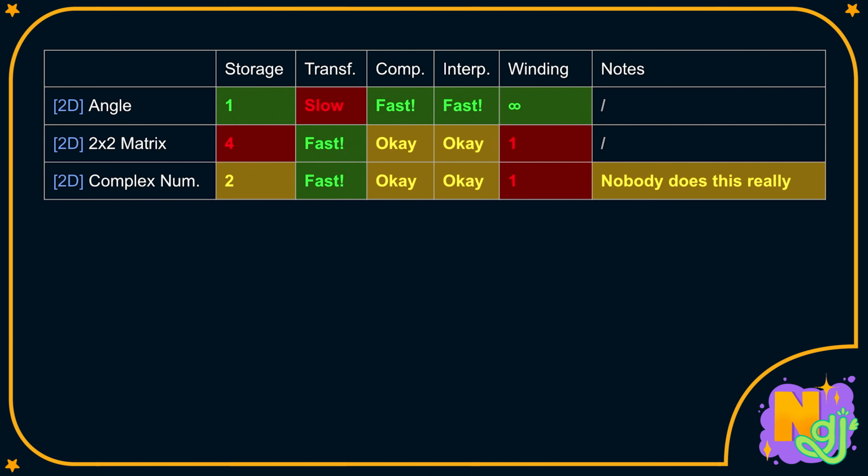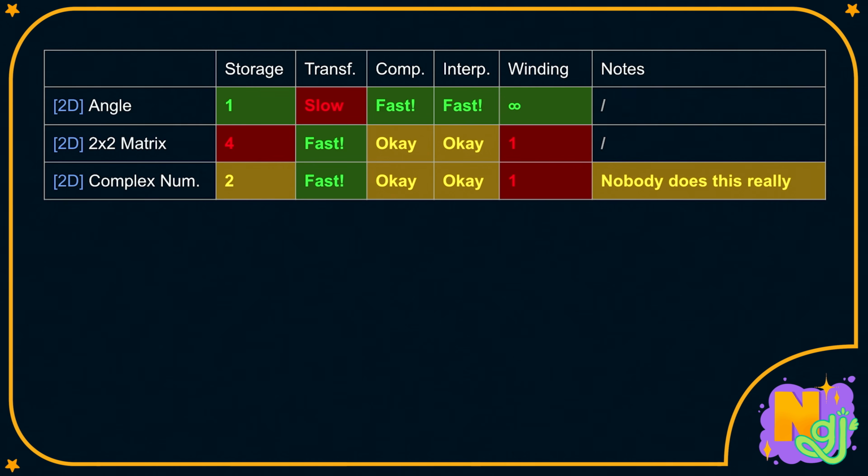So we can add complex numbers to our little table here to compare them to see which one works best for our situation. But nobody does this. I don't think anyone uses complex numbers for 2D rotations. I think even if you do, you probably just store the x-axis of the 2x2 matrix, and then you compute the y-axis when you run it, right? OK, so nobody does that. But that's OK. I'm talking about it for a reason.